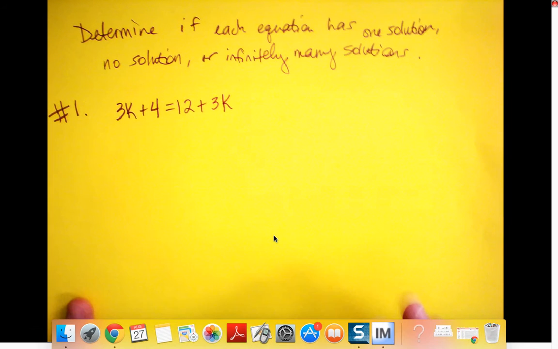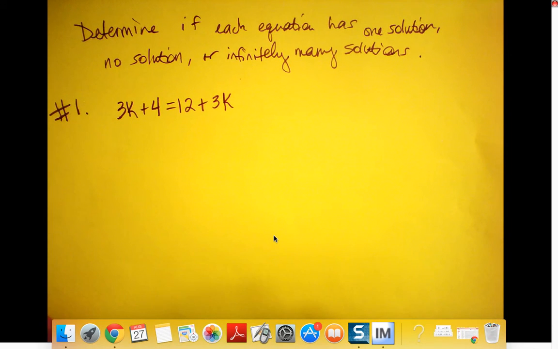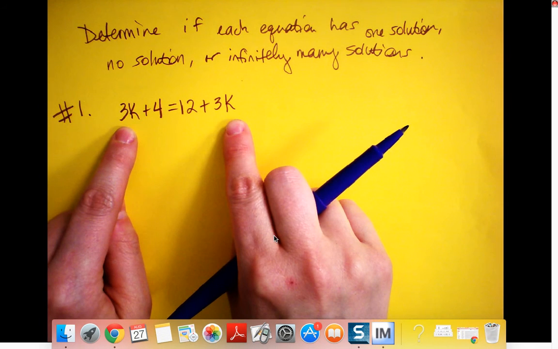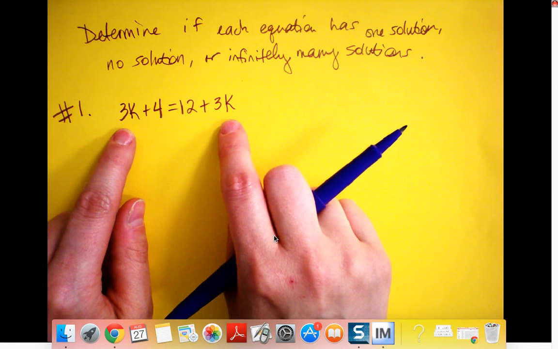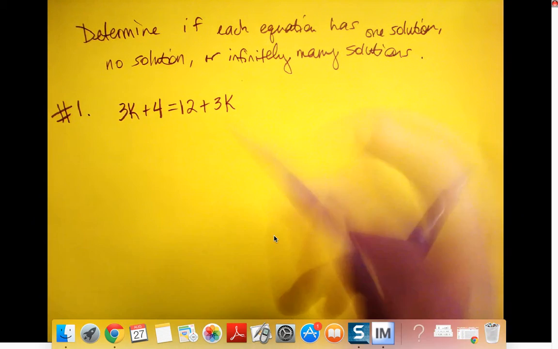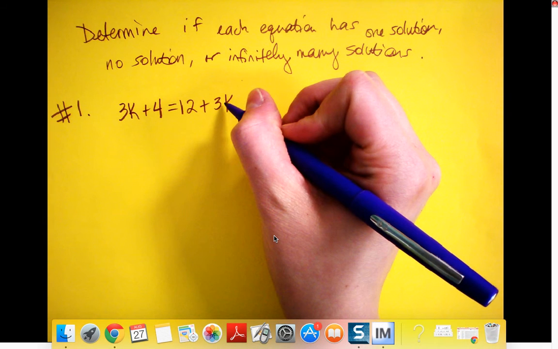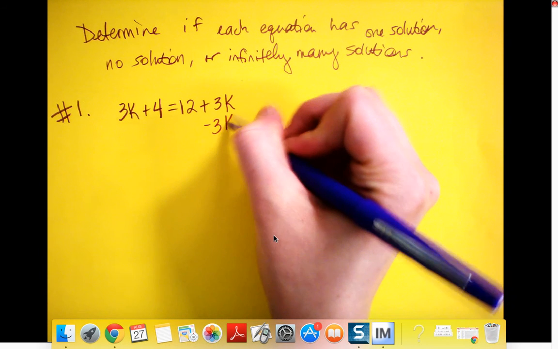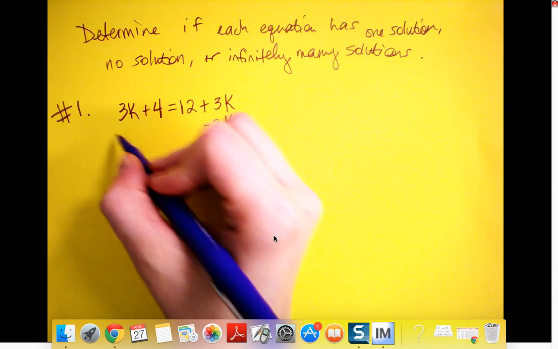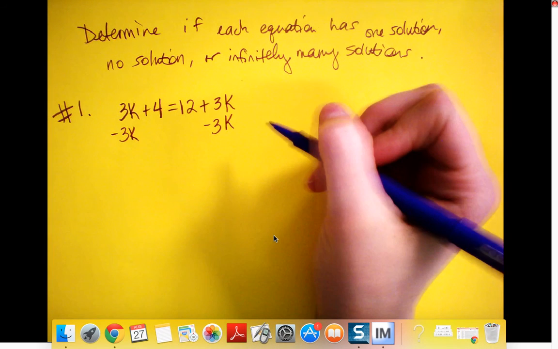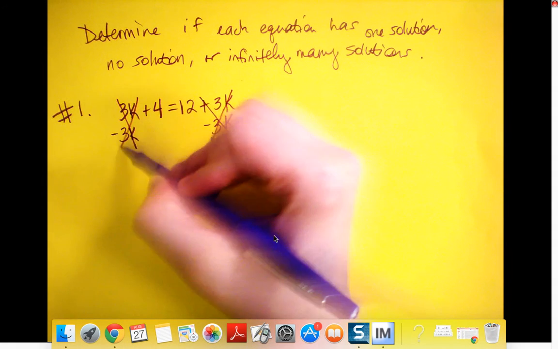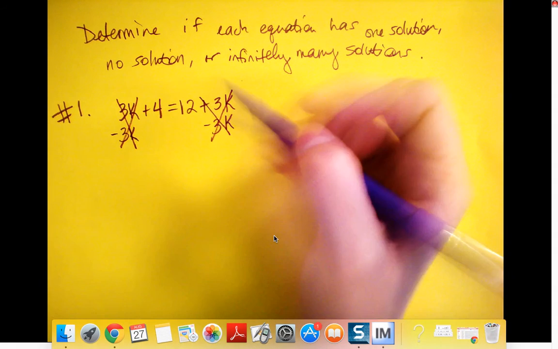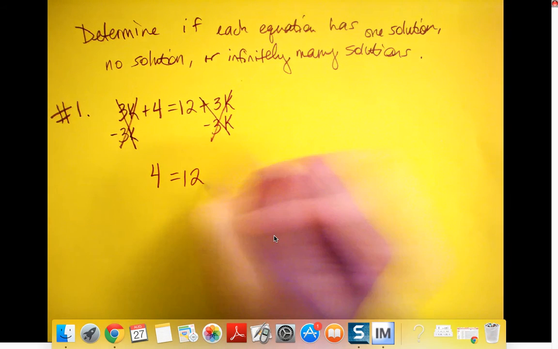Now in a multi-step equation, we want to try to get the variables together first. And since they're on opposite sides of the equal sign, we're going to do the opposite operation to move one of them to the other. I'm going to start with this 3k here, and since it's positive, I need to subtract it. Well, that's 0, and this is 0. That means I'm left with 4 equals 12.